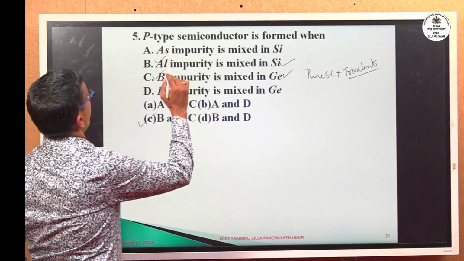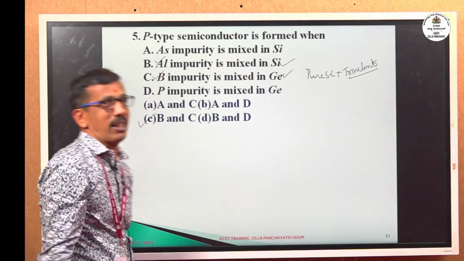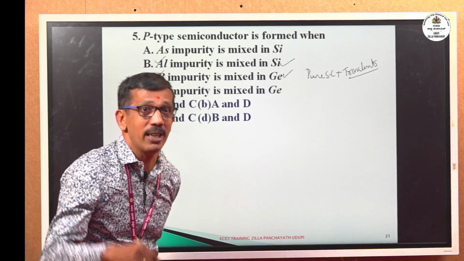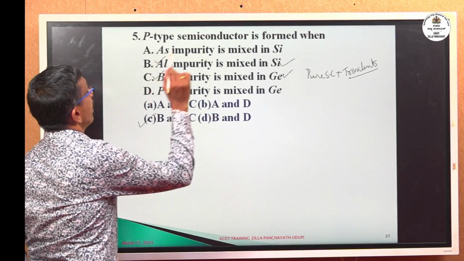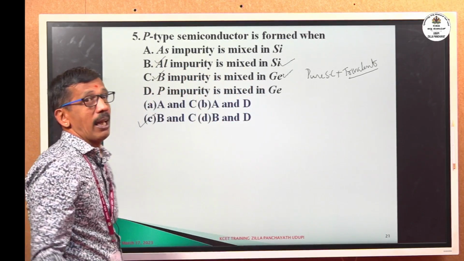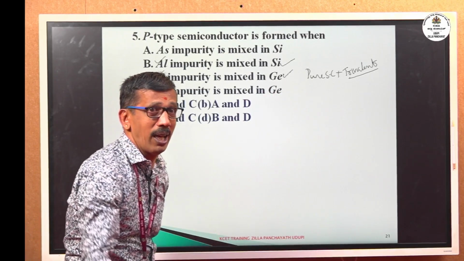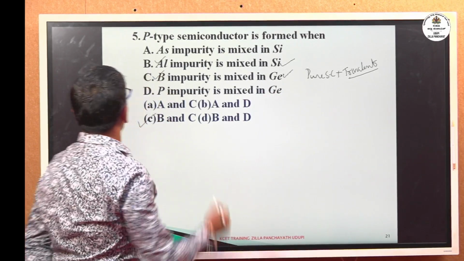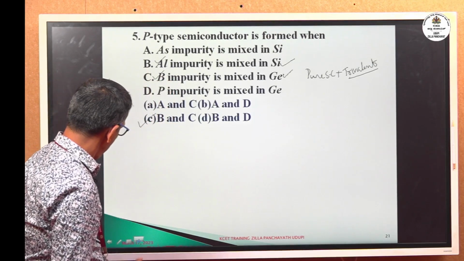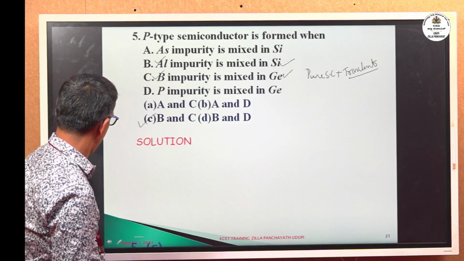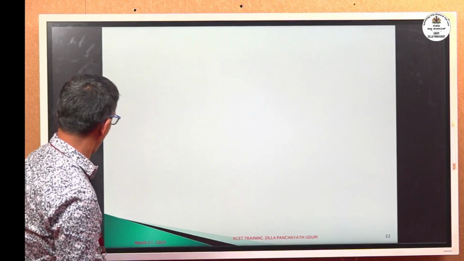ಗೊತ್ತಾಗ್ತಾ ಇದೆಯಾ ನೋಡಿ, ಅಲ್ಯೂಮಿನಿಯಂ ಅನ್ನ ಸಿಲಿಕಾನಿಗೆ ಆಡ್ ಮಾಡಿದರೆ ಪಿ ಟೈಪ್ ಸೆಮಿಕಂಡಕ್ಟರ್ ಸಿಗ್ತದೆ. ಯಾಕಂದ್ರೆ ಅಲ್ಯೂಮಿನಿಯಂ ಈಸ್ ಟ್ರೈವೆಲೆಂಟ್, ಸಿಲಿಕಾನ್ ಈಸ್ ಪ್ಯೂರ್ ಸೆಮಿಕಂಡಕ್ಟರ್. Similarly, boron added to germanium, here boron is trivalent, germanium is a pure semiconductor, resulting in p type. So both cases B and C, option C is the right answer. Now we move on to the next question.